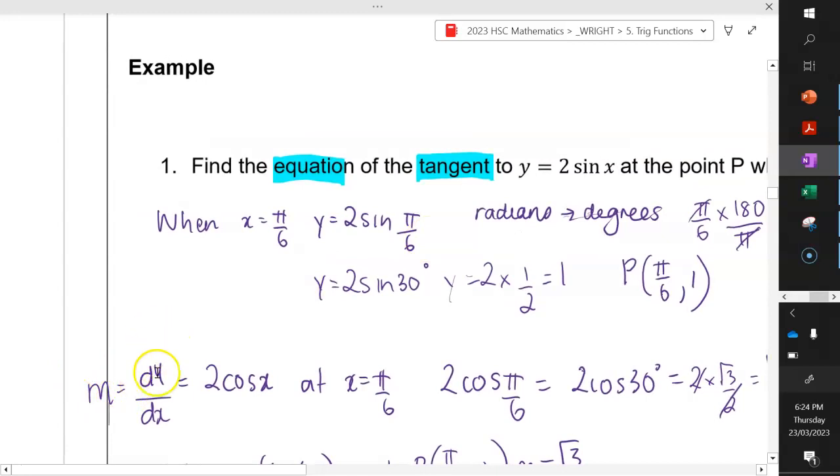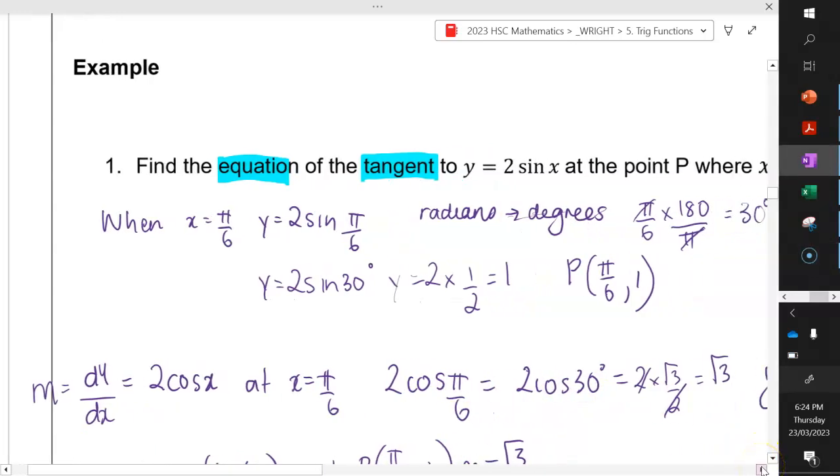So m is our first derivative. We're going to differentiate y equals 2 sine of x, and we're going to get 2 cos of x. I'm going to pop that down there. But we need to find that at the point x is pi over 6. So I've popped that pi over 6 in where that x is, and I've got 2 cos of pi over 6. So from just above, we know that pi over 6 is equal to 30 degrees if we were to change it from radians to degrees.